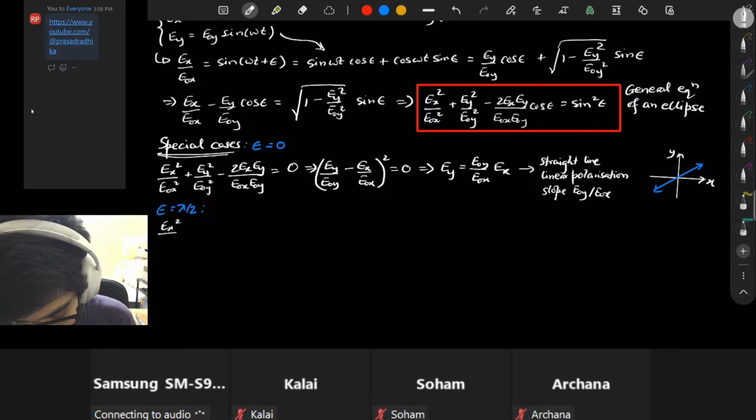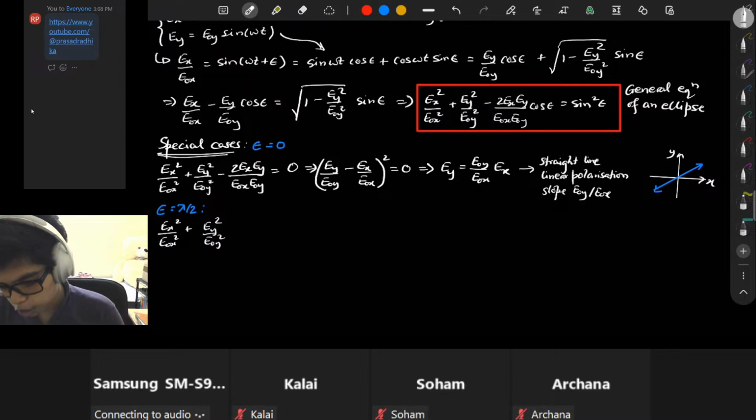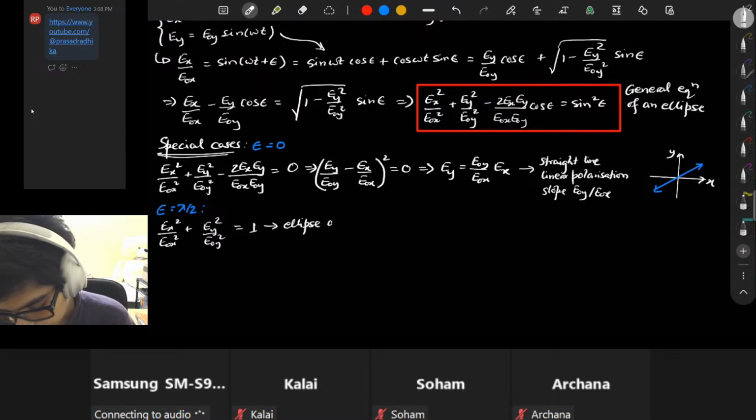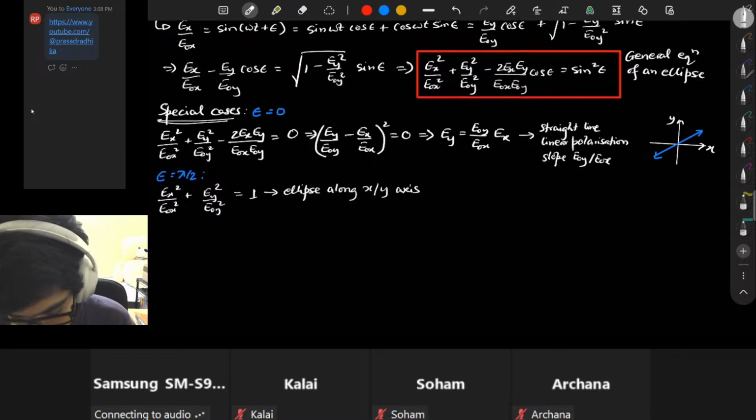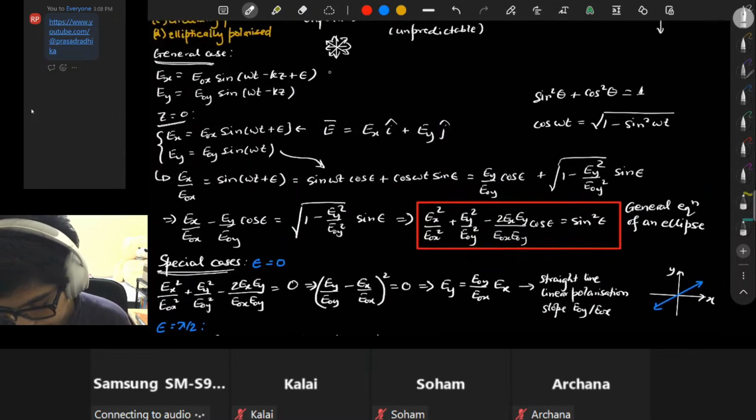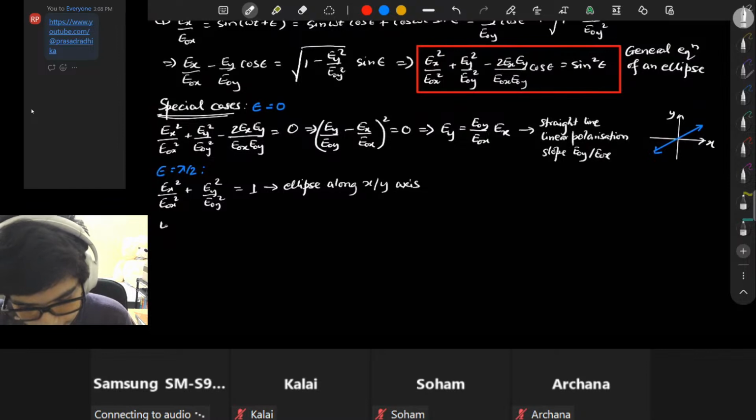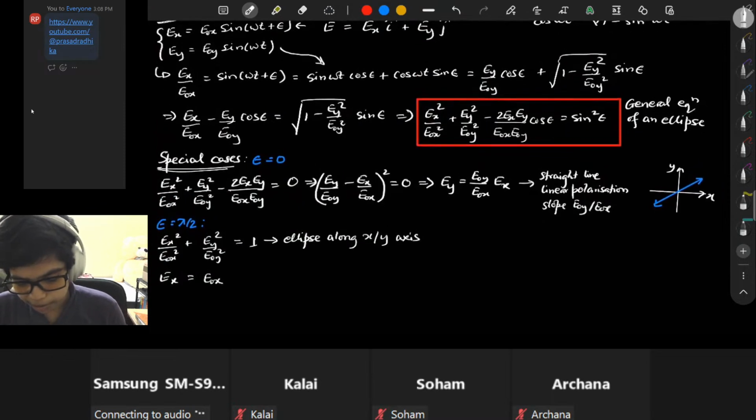So we have Ex squared over E naught x squared plus Ey squared over E naught y squared, and cos pi by 2 is 0, so the third term is 0, and on the right hand side we have 1. Now this is the equation of an ellipse whose major and minor axes are along the x or y axis. Now, if I were to rewrite these original electric fields, for the z equal to 0 condition, then we have Ex equals E naught x sine of omega t plus epsilon, epsilon being pi by 2.